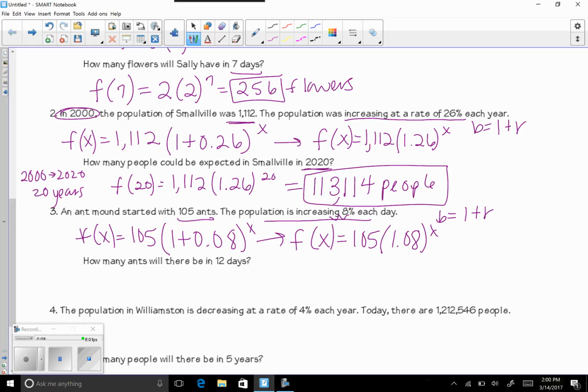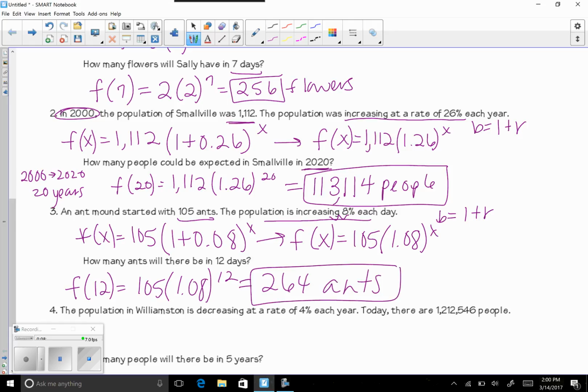So how many will there be in 12 days? So f of 12 is 105 times 1.08 to the 12th power. So we get 264 ants.